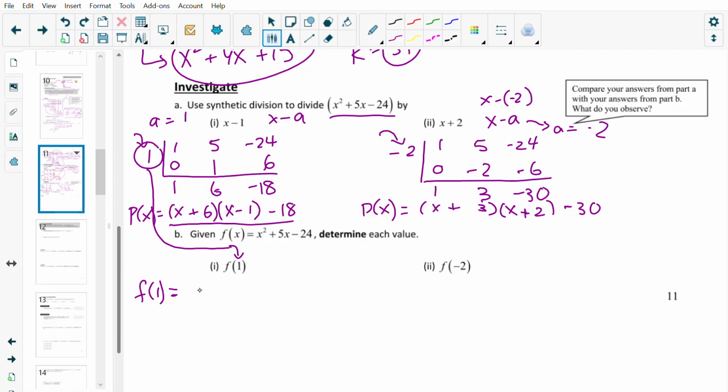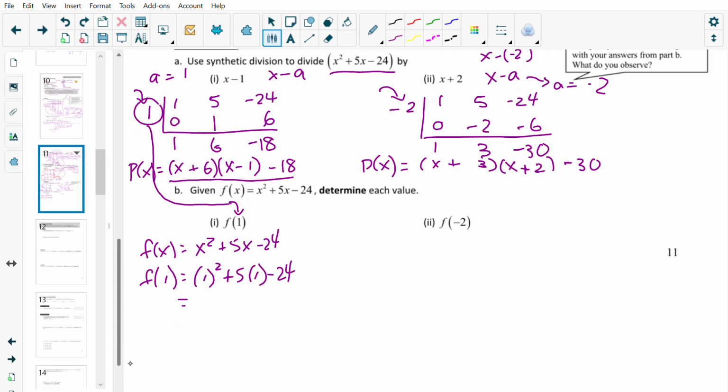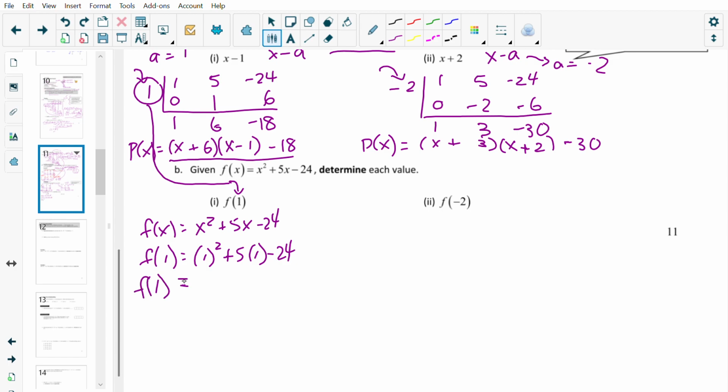Actually, no, I'm going to take it in the original form. First let me just write it out. f of x equals x squared plus 5x minus 24. And then f of 1 equals 1 squared plus 5 times 1 minus 24. 1 plus 5 minus 24. 6 minus 24. Negative 18.